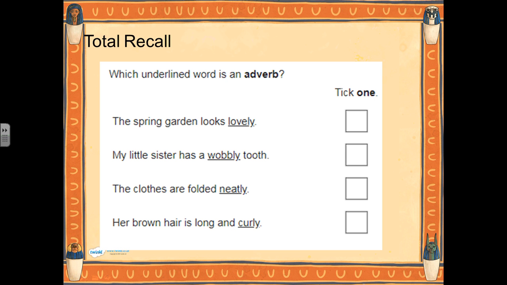I want to begin with a little bit of total recall, so if you could write total recall on your page and then have a go at answering this question. And the question is, which underlined word is an adverb? So you've got 4 choices there. Read them through carefully, and obviously it's on the screen so you can't tick the box. But write down the sentence which you think contains an adverb that's been underlined. So pause the video here and I'll give you a minute or 2 to have a go at today's total recall.